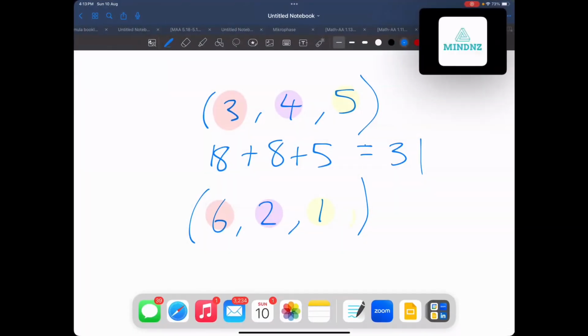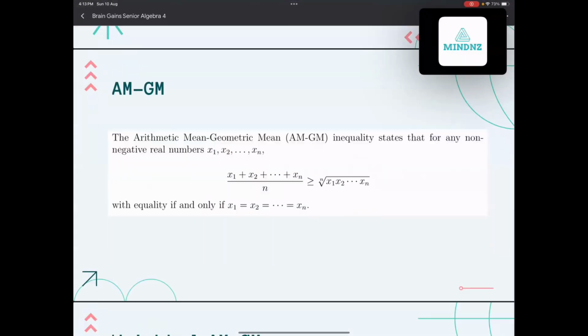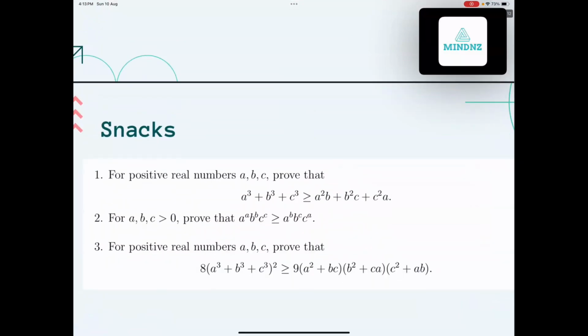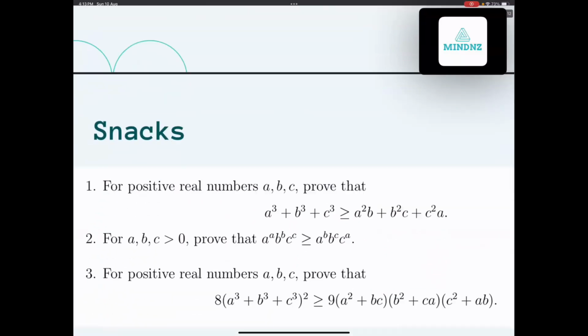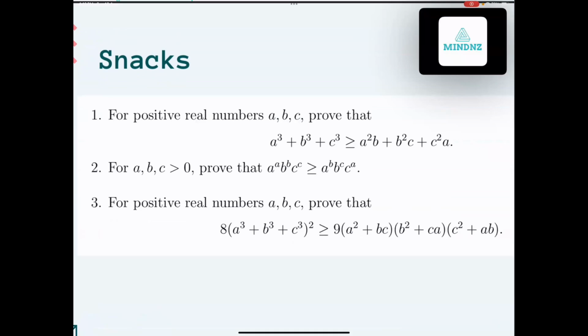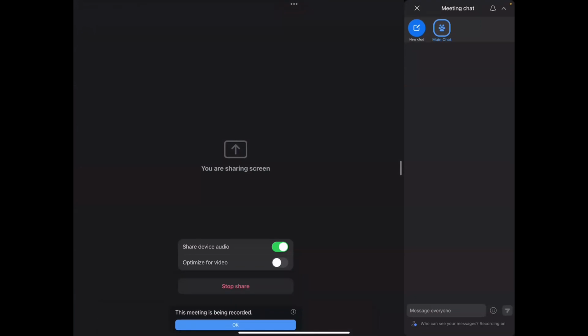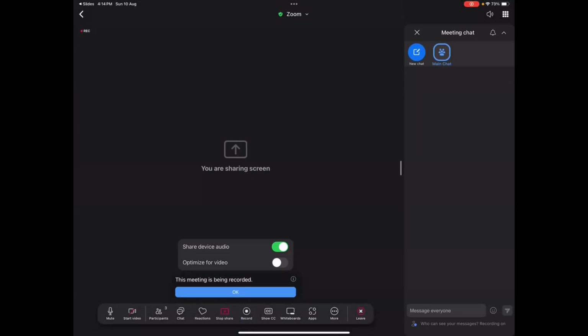Okay, cool. So let's try some of the problems. Firstly, we're going to try this one. For positive real numbers a, b, and c, prove that a cubed plus b cubed plus c cubed is greater than or equal to a squared b plus b squared c plus c squared a. I'll give you 5 minutes to give that a try, and let me know if you have any questions.